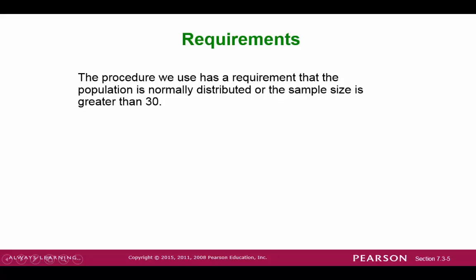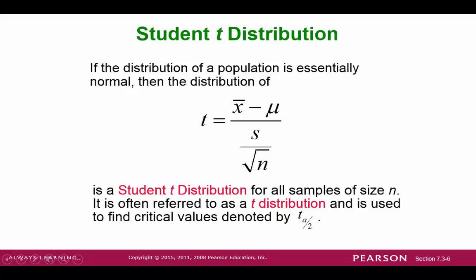The basic requirements needed for this is to make sure that our population is normally distributed, or we have a sufficiently large enough sample size, usually 30 or greater. We will use a new distribution called the student t distribution.